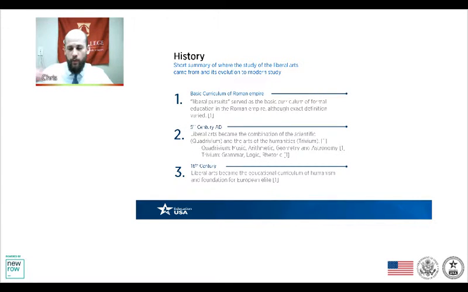Fast forwarding a little bit further, to the 16th century, we looked at more of a European model, okay? So still a similar concept of liberal arts and sciences, but this educational model became the curriculum of humanism and the foundation for the European elite.